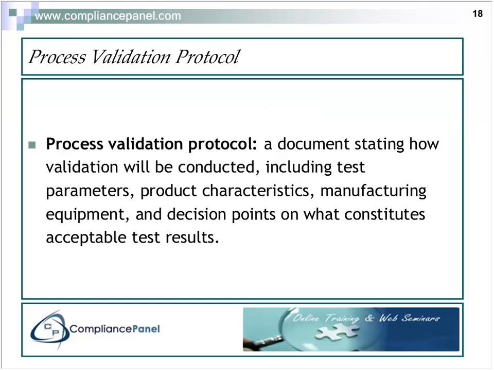So I spoke about a process validation protocol earlier, and a protocol is the document stating how the validation will be conducted, including the test parameters, the product characteristics, what equipment is going to be used, and the decision points where we decide what constitutes an acceptable test result. So we will describe, for instance, the range of values that are acceptable for the product during this test, and we'll see if we can accomplish meeting those test results. So this is a how-to document. It's how to perform the validation.